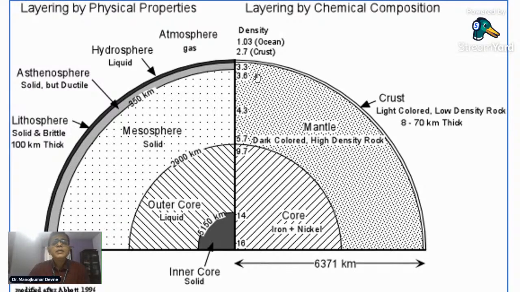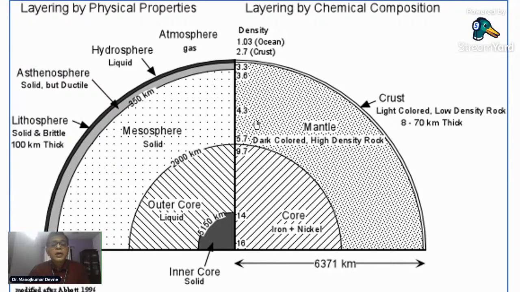Coming to the density, once again, you'll see that it starts at as low as 1.03 as far as the oceans are concerned. It goes denser by the time you come to the crust. It's 2.7. Boundary of the crust is 2.7, and then it moves into 3.3. Gradually, you will see that it will increase to 3.6 and 4.3, and reaches 5.7. And say the higher the density, obviously darker is going to be the color as far as the rocks are concerned. The crust is made up of lighter colored and low density rocks as such.